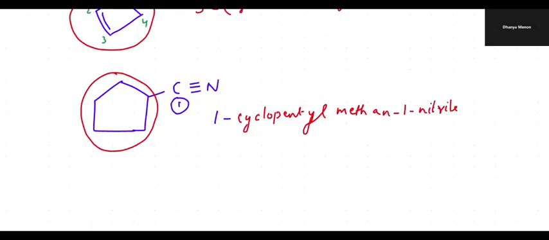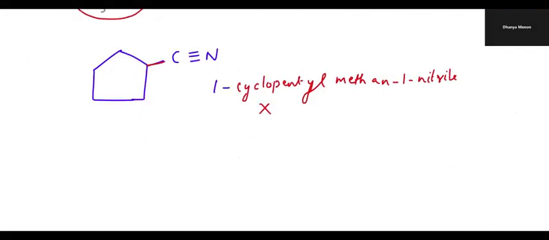But over here, this numbering is wrong because you can see this functional group has 1 carbon atom and it is directly attached to the ring. So in this case, we don't number it. Instead, we use the suffix carbonitrile. So we don't number it. Instead, we write cyclobutane.